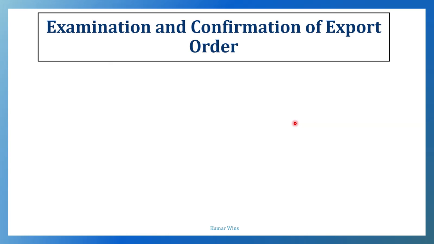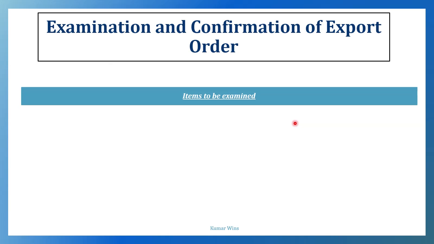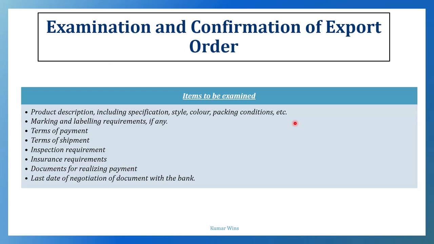So the accepted pro forma invoice, buyer's purchase order, or the letter of credit, these three different forms of export contract must be examined, and special attention has to be paid to ensure that these items are in line with the export contract. You can just have a look at the items. I am going to read it out and I will explain it in short.